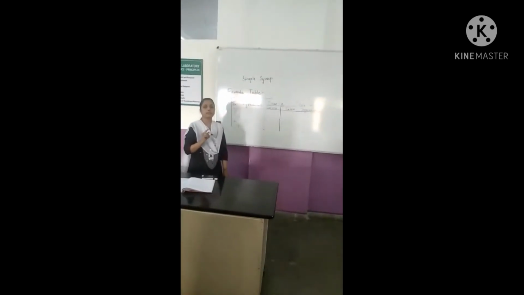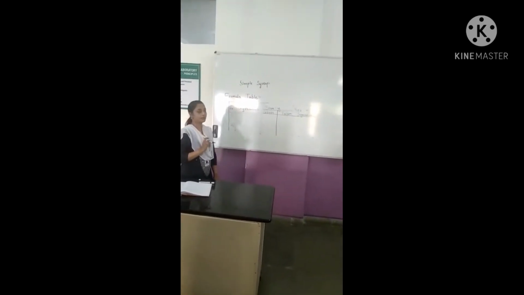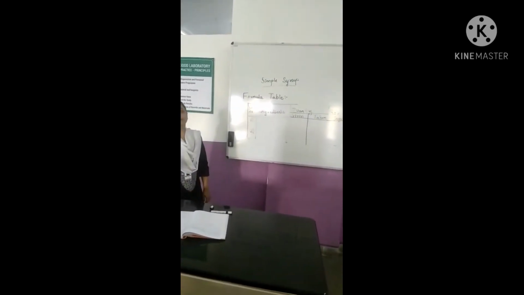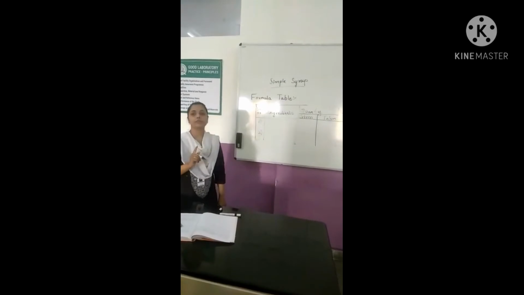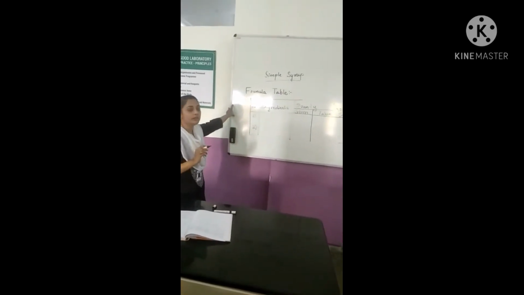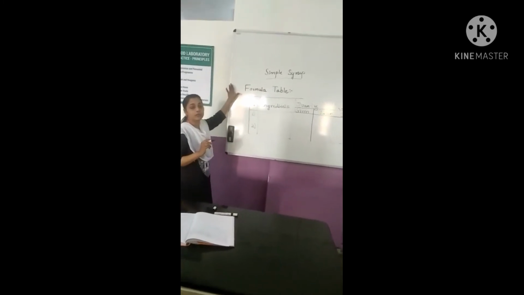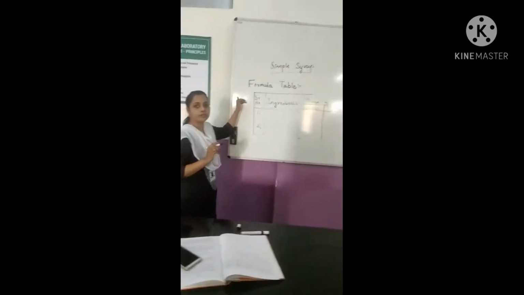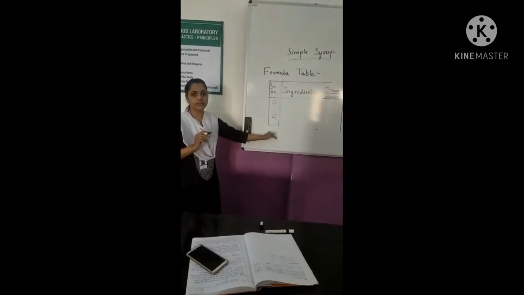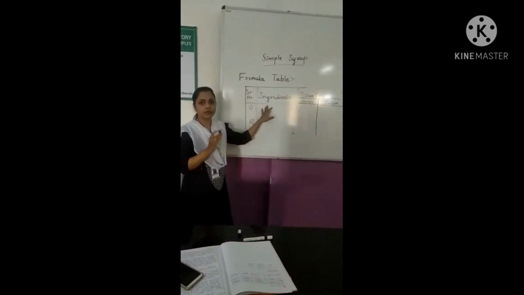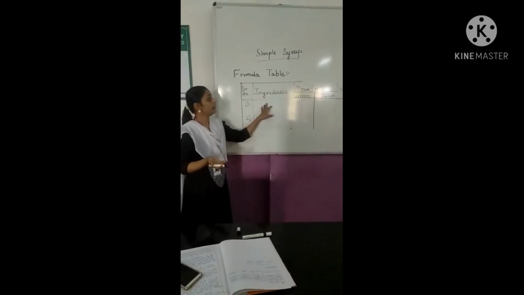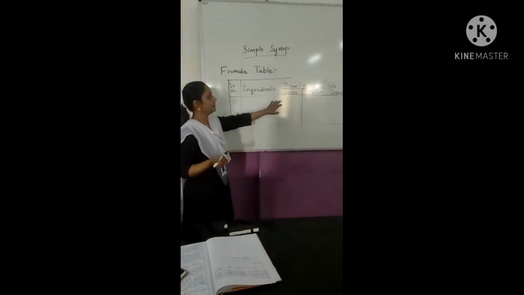Basically our first experiment is to prepare simple syrup. As I have told you about the theory, let me start with the formulation. So basically, how will you write in your journal is like this, formula table. In the formula table what things will come? This is the serial number, means how many ingredients will come. Ingredients, what are the ingredients which will be used in our formulation, then the quantity.